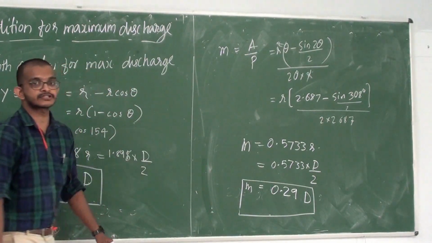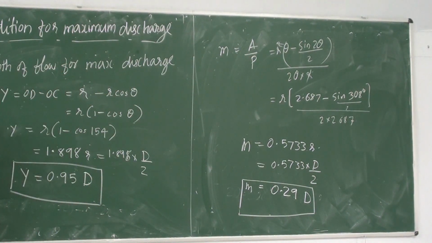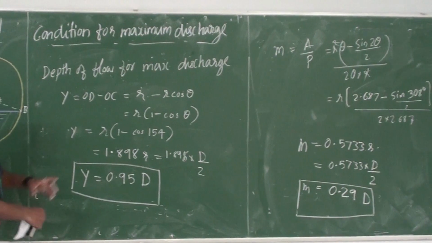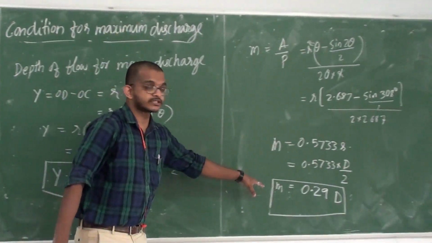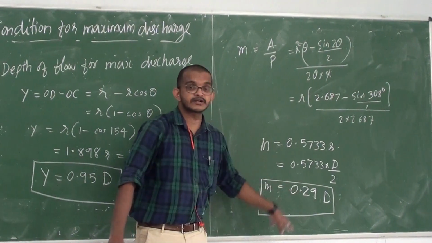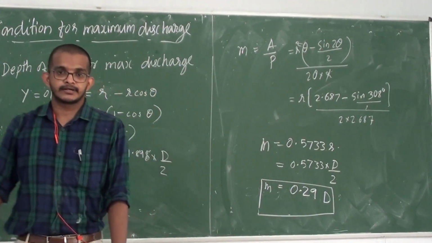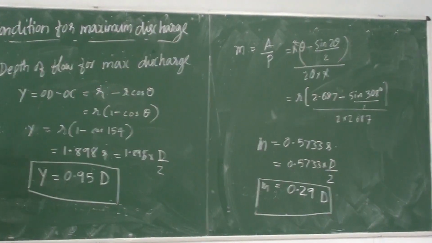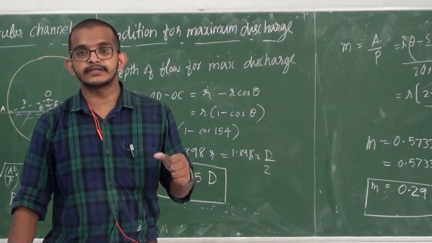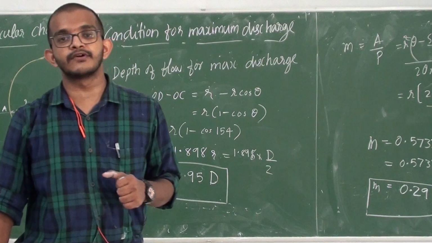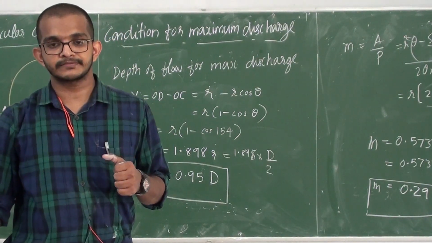So these are the conditions for maximum discharge: y is equal to 0.95 diameter and the hydraulic mean radius m is equal to 0.29 diameter. So in this video we discussed the condition for maximum discharge and maximum velocity of a circular channel. Okay, thank you.